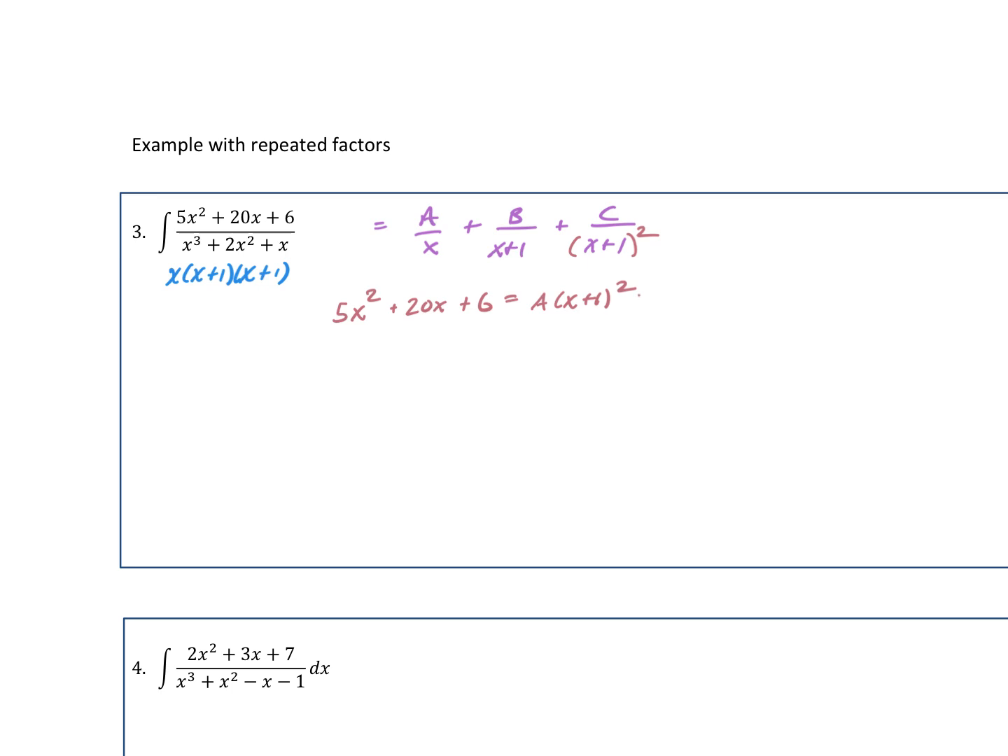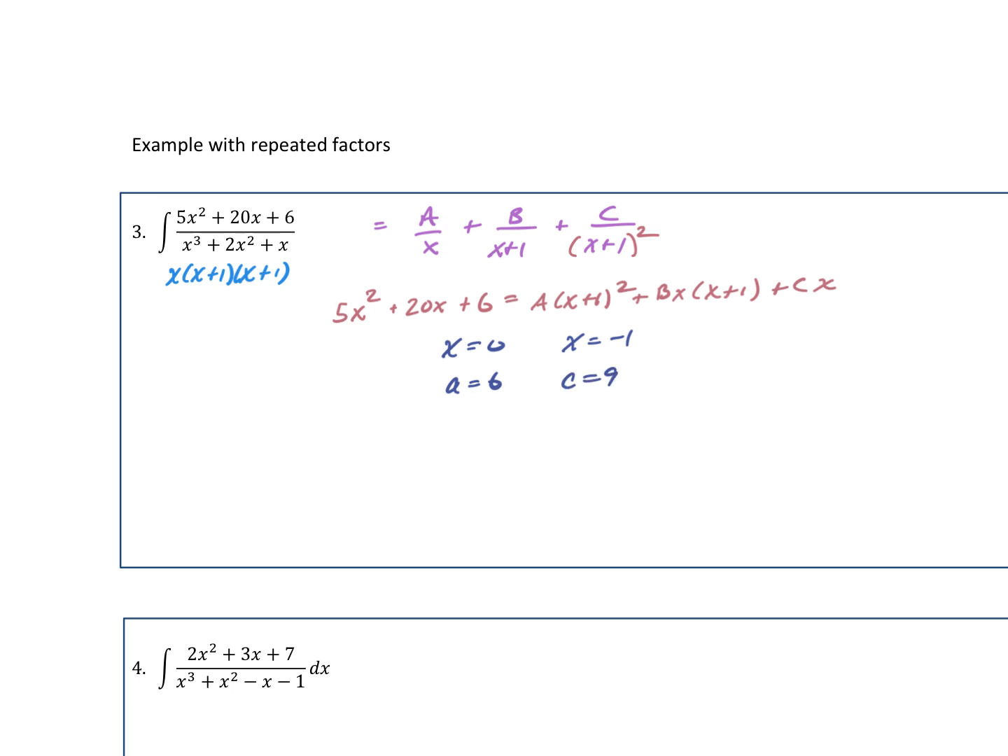The b is going to get the x, and then an x plus 1, and then the c just gets an x. So I'm going to start with let x be 0, which wipes out the b and the c. I could solve for a. You get a is equal to 6. If I let x be negative 1, that wipes out the a and the b. I could solve for c.